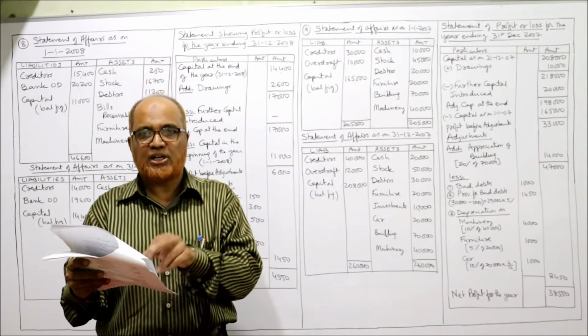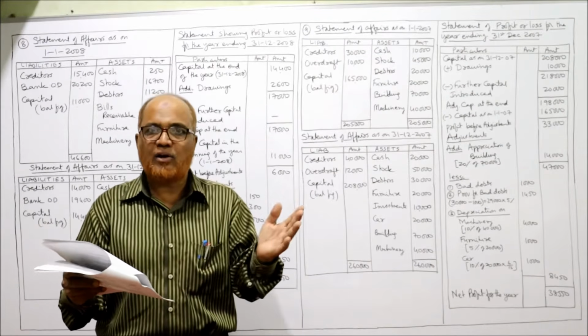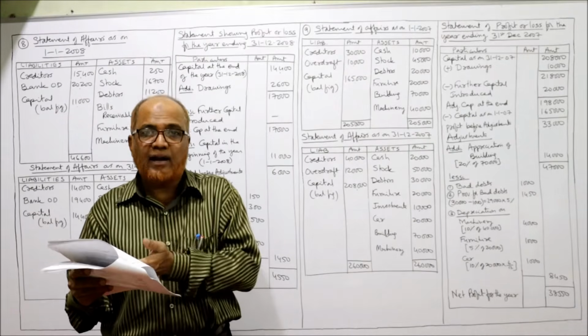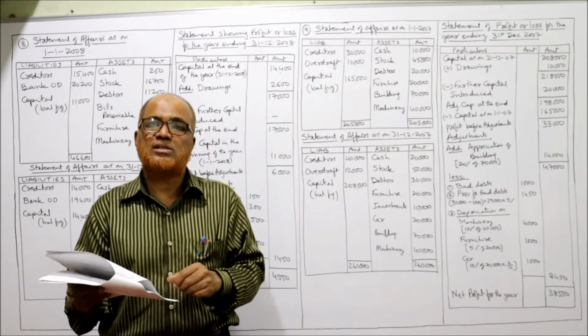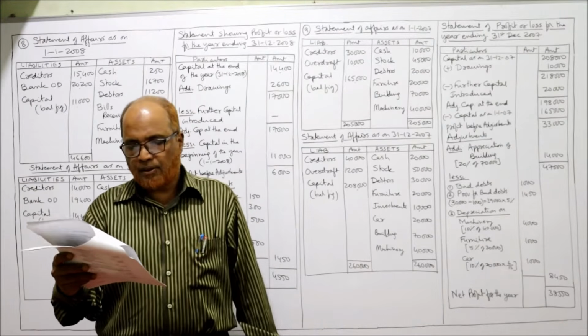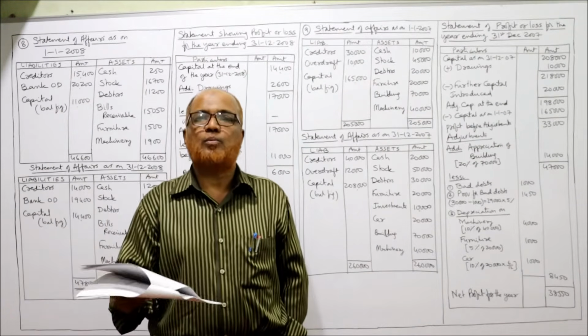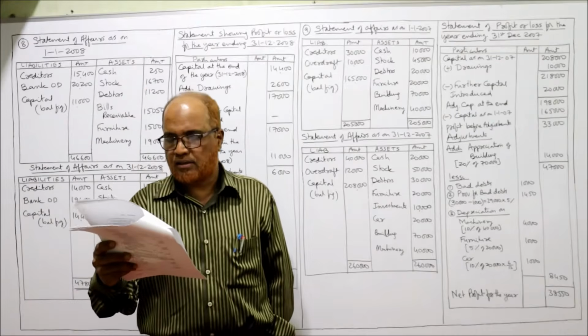Motor car was purchased on 1st July 2007. The car was purchased during the current year only. At the beginning of the year, the motor car was not there. At the end of the year, the motor car is there, and it is purchased on 1st July 2007, six months. During the year, he has withdrawn 10,000 rupees for personal use, drawings.